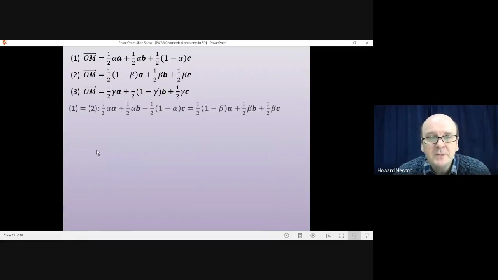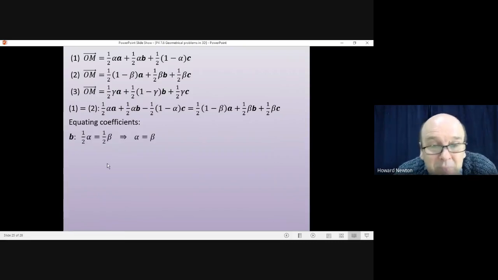Be careful at this point. What we do first of all is just look at the first two equations. So they both give the route from O to M. So that means that equation one must equal equation two. That's equation one, that's equation two. Then we equate the coefficients. So first of all, looking at B, I get a half alpha must equal a half beta, which means that alpha equals beta.